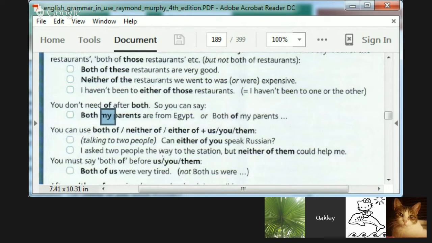You can also use both of or neither of or either of with the plural pronouns, us, you, them. Can either of you speak Russian, for example? You're talking to two people. So you mean the plural you. I asked two people the way to the station. Neither of them could help me.